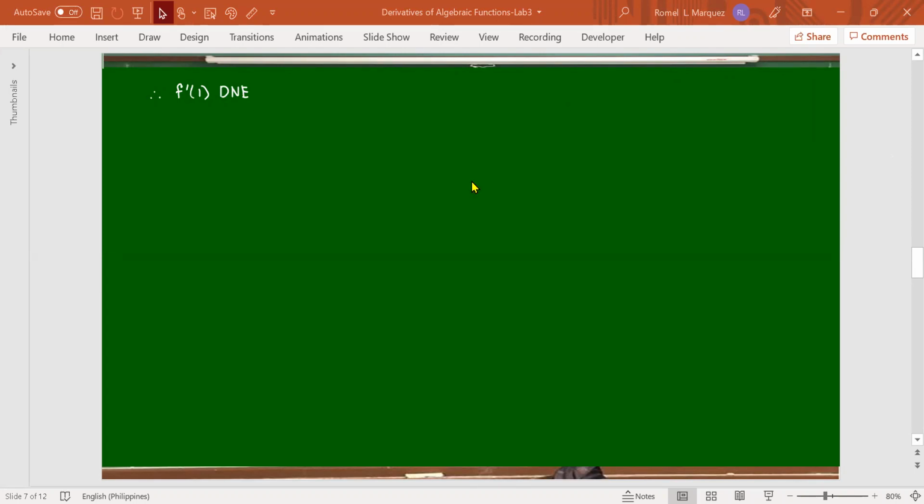Is differentiability not guaranteed when a piecewise function is continuous? No. It may be continuous at a number, but it is not differentiable. There are functions, not piecewise, that have a sharp point. Like this, guys. If you have a point like this, normally we get sharp points.